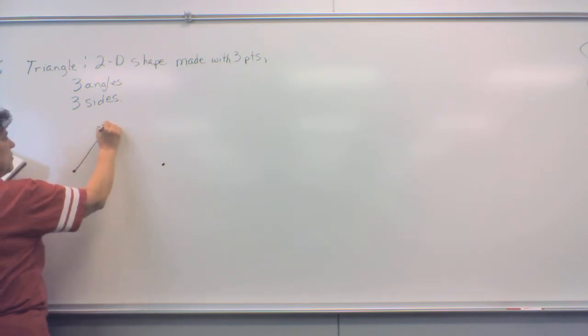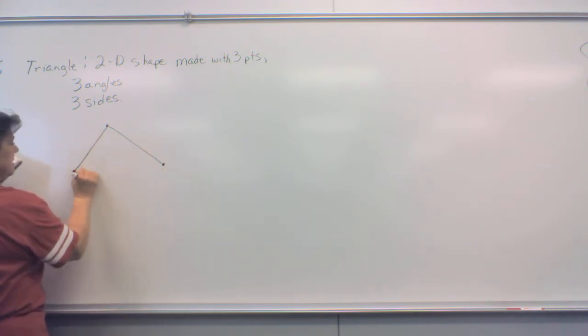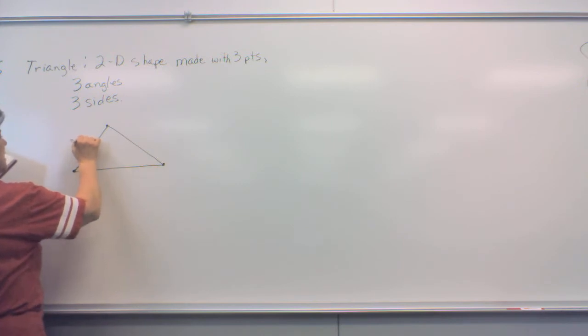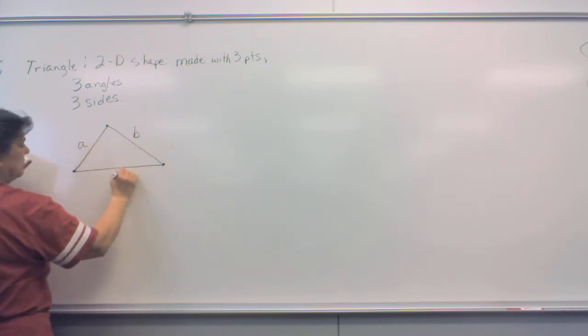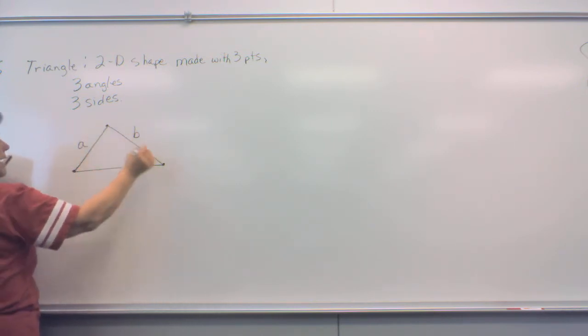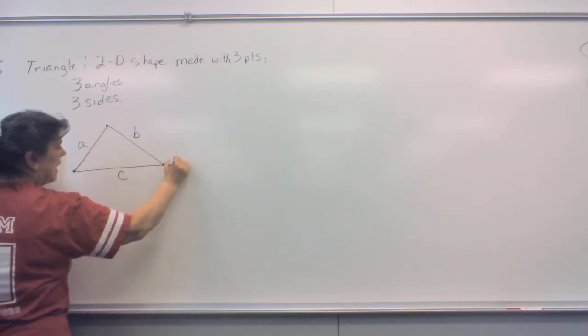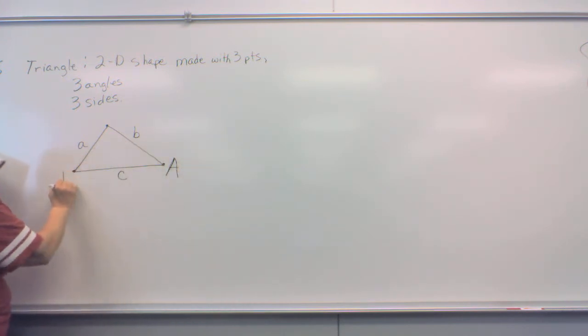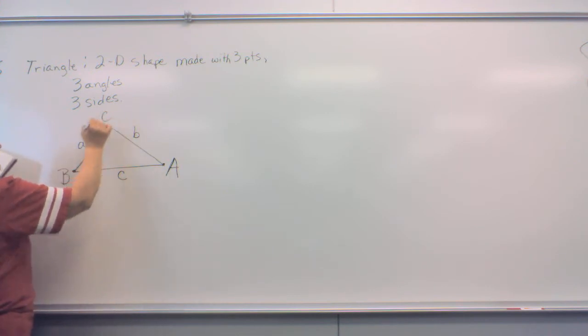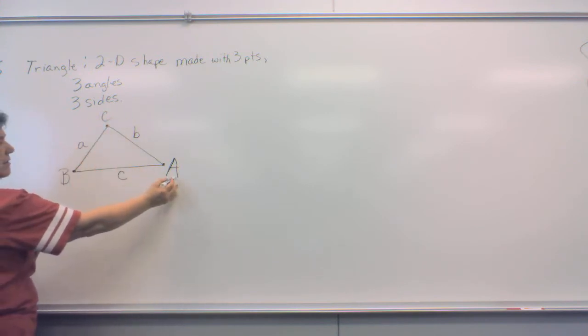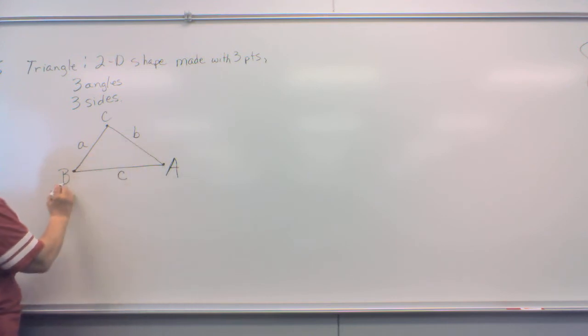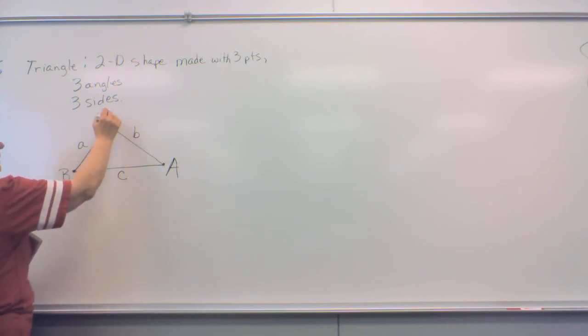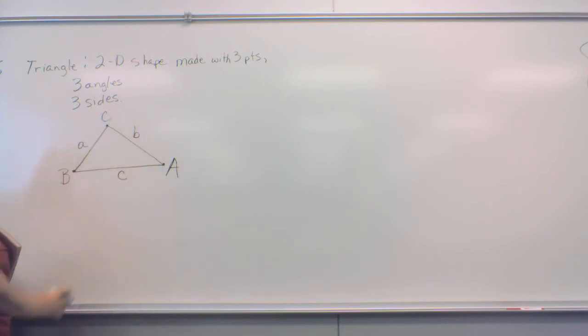Connecting those 3 points gives you your 3 sides that we usually label with a small letter such as a, b, c, and 3 angles which we label with capital letters of the angle opposite the side. So here's side A, so angle A is there. Side B, angle B is here. Side C is here, so angle C is there. So you can tell how we label those. We have a lot of different names for triangles.